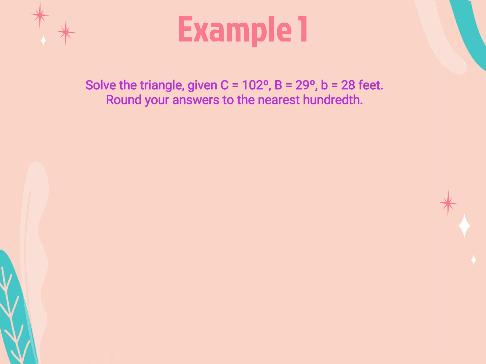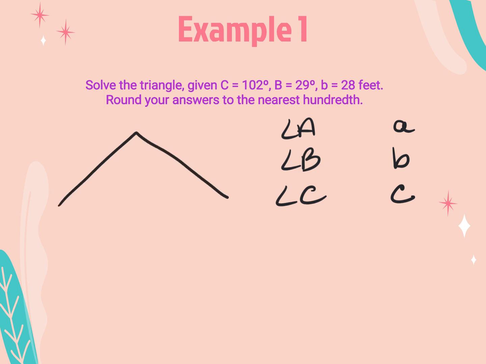So our first example, and again, it says solve the triangle. So just like we did before, once we're done, we will have found the measure of all three angles, angle A, B, C, and side length a, b, and c. So I'm going to go ahead and give myself a visual because they did not give me a picture. So let me go ahead and just draw a triangle here.